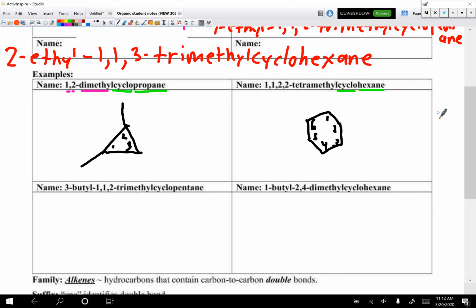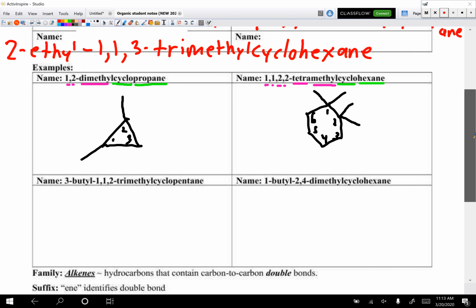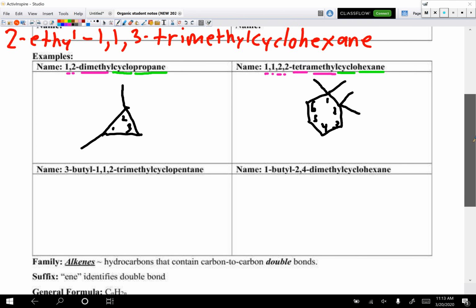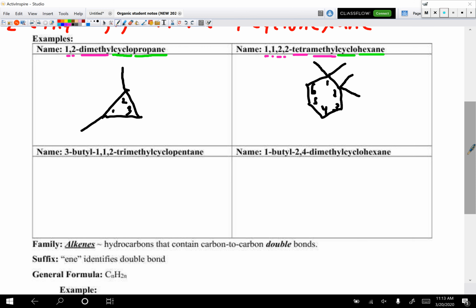Just like that. Now, off carbon 1, we see 1,1,2,2 tetramethyl. That means off carbon 1 we get 2 methyl groups. So we go 1 and 2, like that. On carbon 2, we also have 2 more methyls. And there is our 1,1,2,2 tetramethyl cyclohexane. Now, I would recommend pausing the video right now, drawing the other 2, and then unpausing it to see what they are. I'll just give you a second to pause.